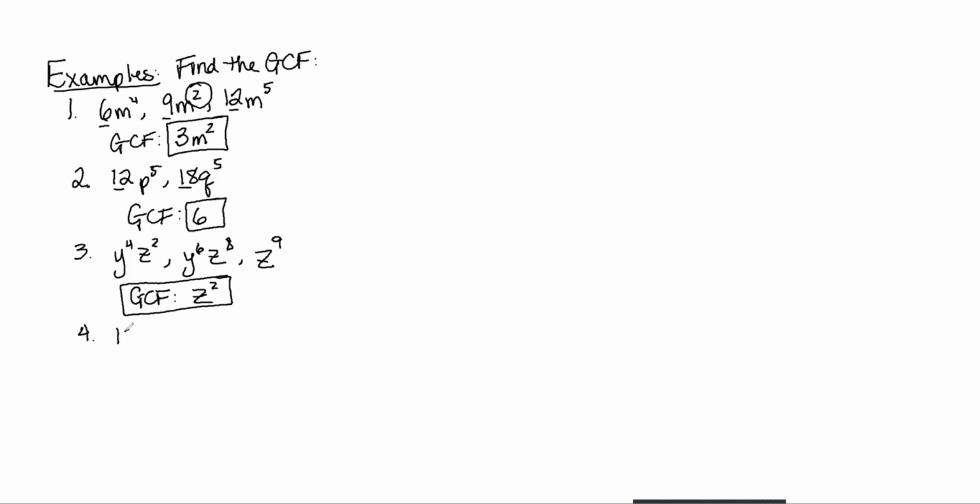And finally, 12p to the 11th, 17q to the 5th. Let's look at our numbers first. We've got 12 and 17. 17 is prime, so these aren't going to have any common factors besides a 1. So I'll leave that off for right now, or we could write it down. P and Q, these are both different variables, so they don't share any variables either. So since they don't have anything in common, the GCF is 1, just like with those numbers that we saw earlier. If they don't have any factors in common, the GCF is 1.